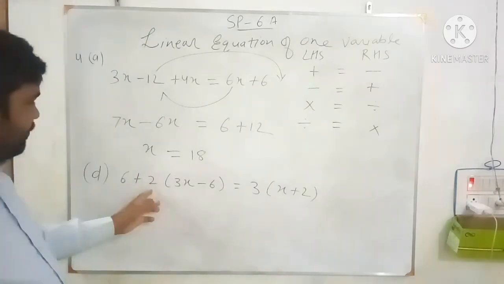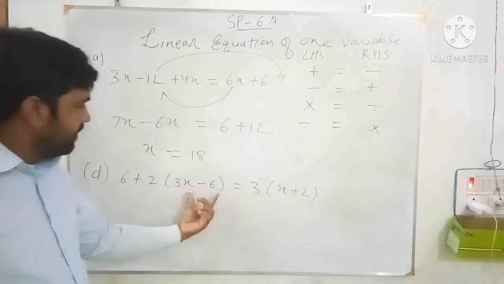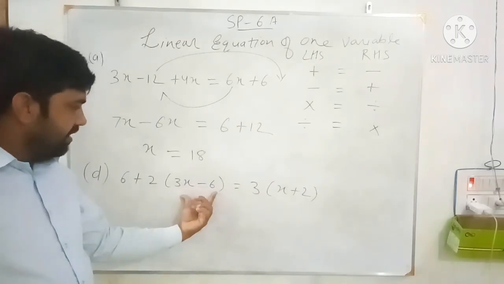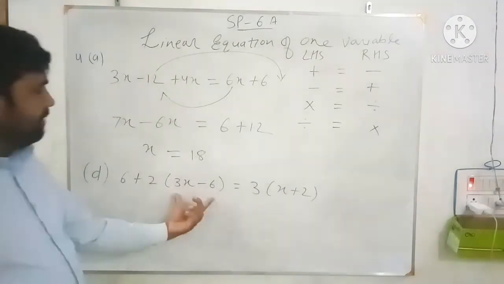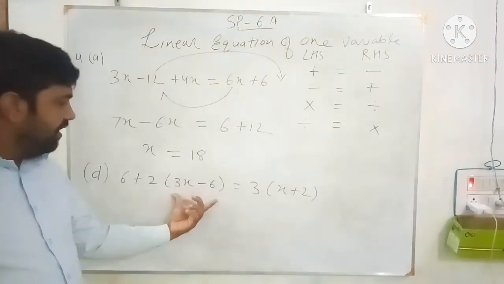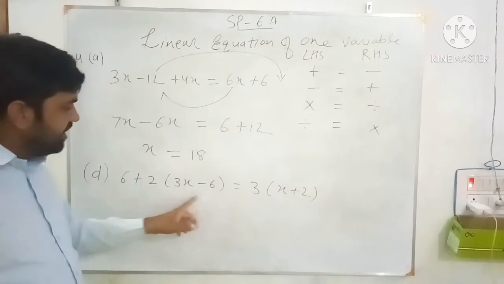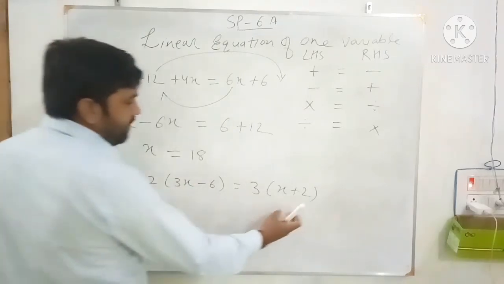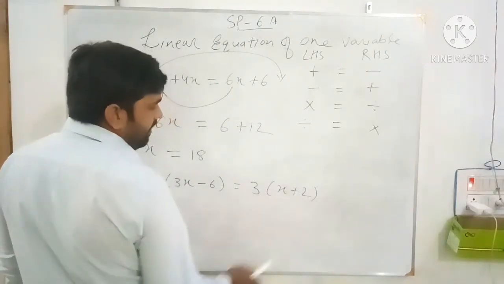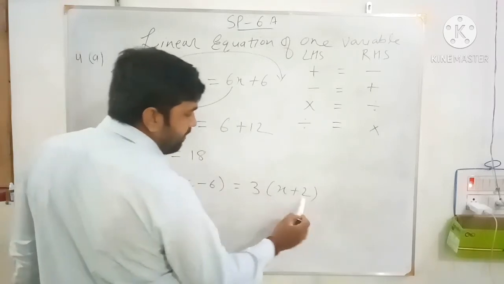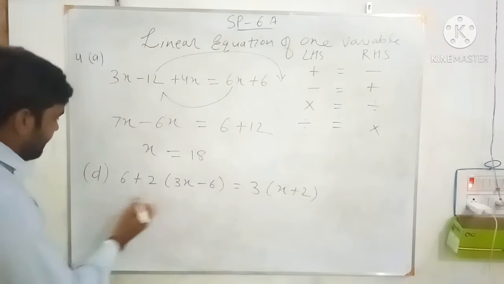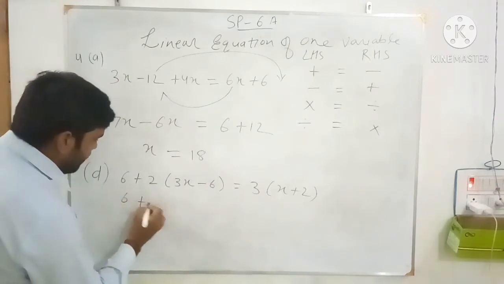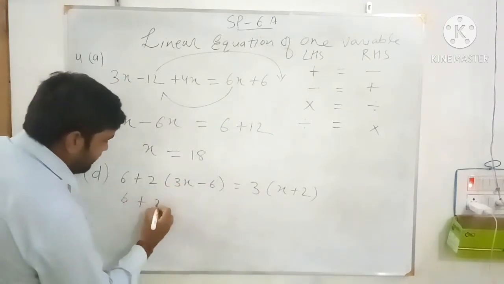First of all, what do we do? We multiply this constant term with each term of the expression written in the bracket. So we will first open the bracket, and this bracket will be opened only when this 2 is multiplied with each term of the bracket. I will open this bracket here. When it is opened, the 3 will be multiplied with each term of the bracket, so 3 will be multiplied with x and 2 also. Now see here what we got on the left hand side, 6 plus 2 into 3x.